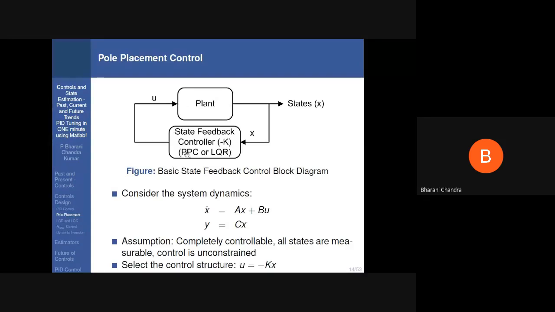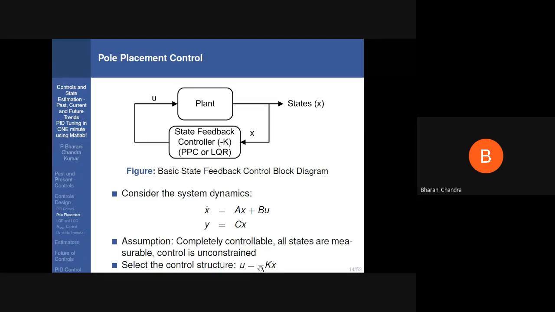And this is the pole placement controller. The earlier one is basically a frequency domain controller, whereas this is a time domain controller. I assume that x dot equals Ax plus Bu and y equals Cx plus Du. I assume that D, the direct feed forward effect of controls on output, is zero. And the assumption here is the plant should be completely controllable and all states are measurable. And the control is unconstrained. That means infinite control is available for me to transfer a particular state from its initial condition to the final desired position, or final state values.